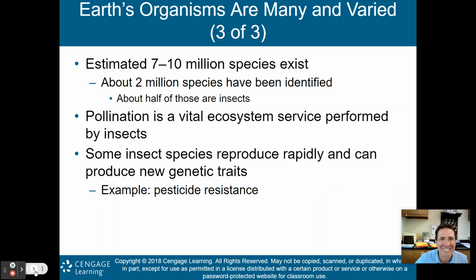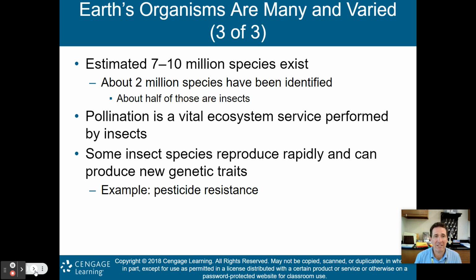We have an estimated 7 to 10 million species on planet Earth, but only about 2 million of those have been identified. So the rest, again, are just estimates here. Half of those 2 million identified species are actually insects. So when they say insects run the world, they absolutely run the world. They've been here long before us, and I have a feeling they may be here long after us as well. So again, about half of those 2 million species that have been identified are insects.